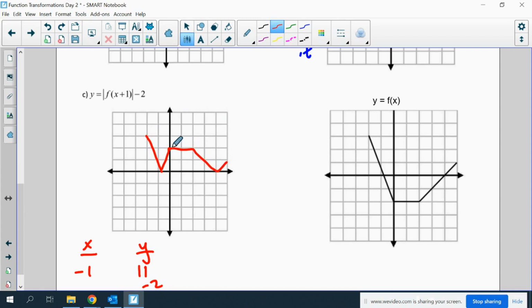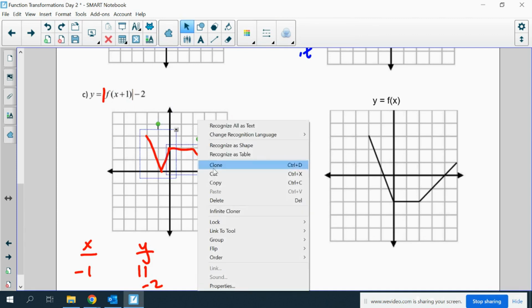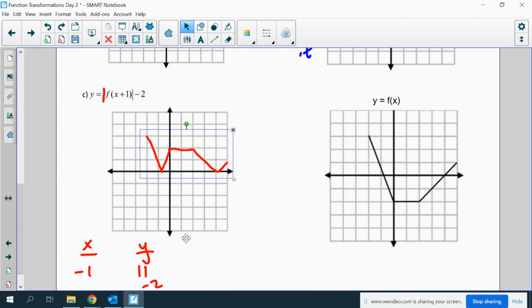So if I take this absolute value graph here, then I can take this picture and if I move it down 2, that'll take care of everything that happened with the y's. Then I can just move it to the left 1, and that will actually be exactly what happens to every point.